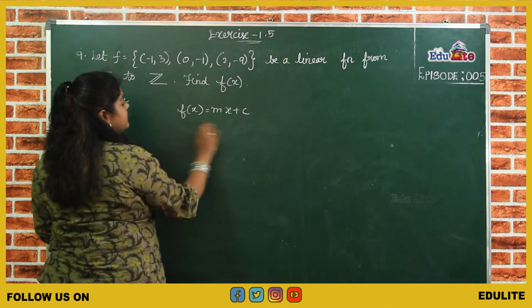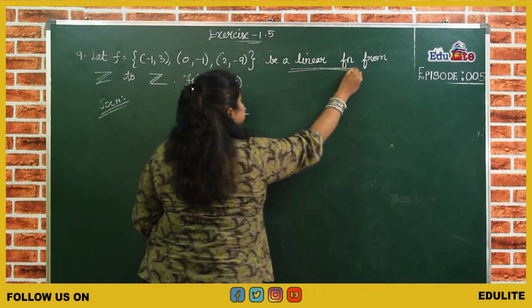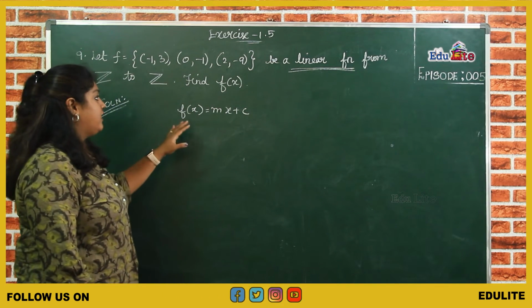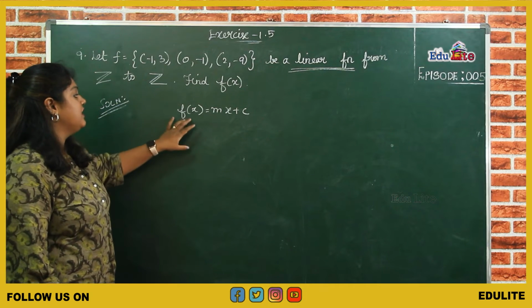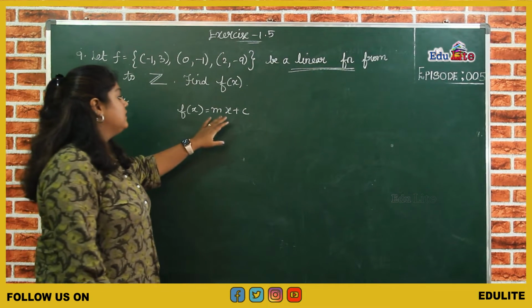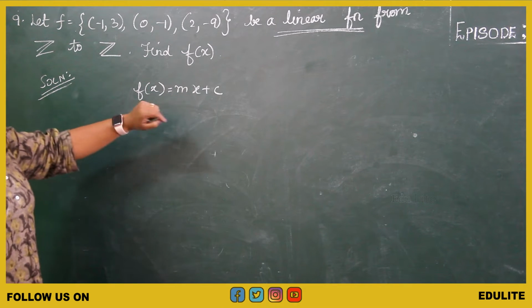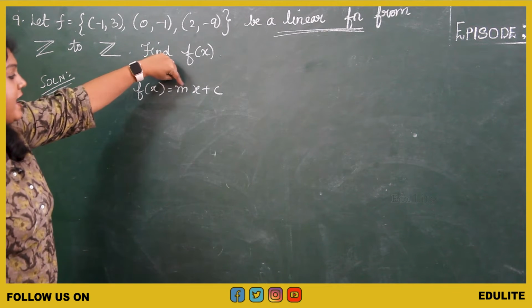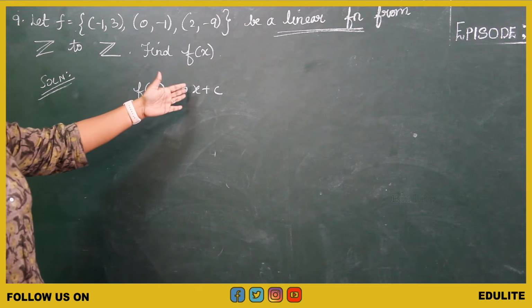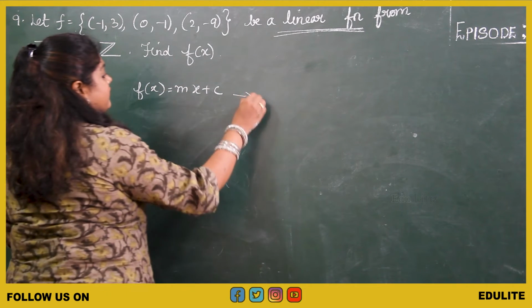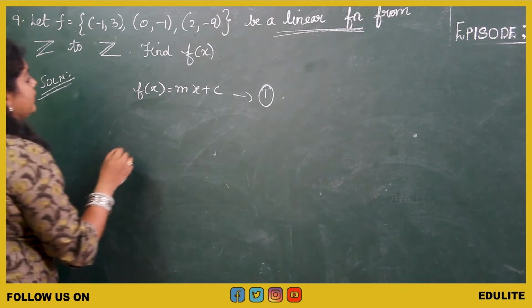Why am I using this? It is because it is given that f is a linear function in this problem. The linear function f of x is given as f of x equals mx plus c. In this, we will find the values of m and c. We will substitute the values of m and c, and therefore we will get the function f of x. This I am going to consider as equation 1.